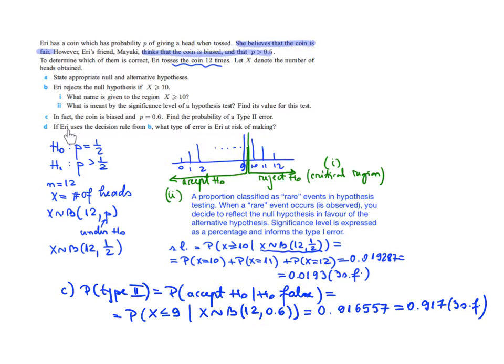Now I'm asked, if Eric uses the decision rule from B, what type of error is he making? And the key lies in question C. It says, in fact, the coin is biased. So in fact, H0 is false. Therefore, he is at risk of making a type 2 error, at risk, but not necessarily is making it. So he will make a type 2 error in the case when he accepts H0, but H0 is false.